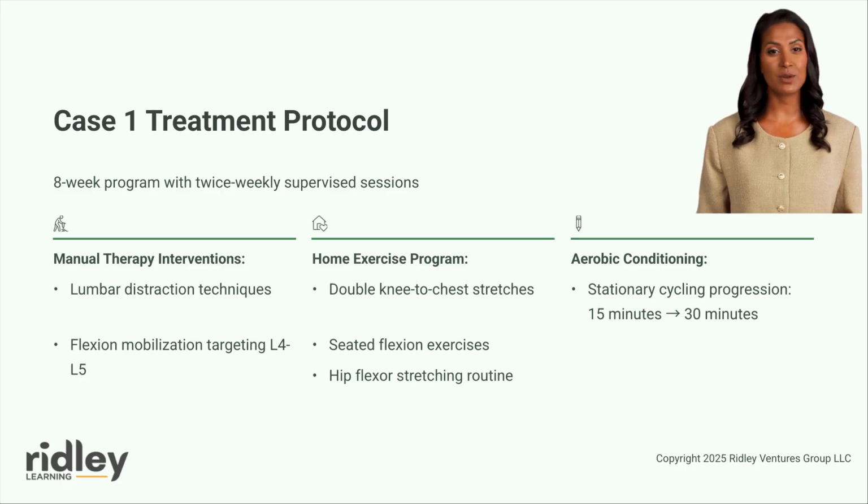Core stabilization progresses from supine abdominal drawing-in maneuvers to bridges and modified planks as her tolerance improves. Aerobic conditioning begins with stationary cycling at low resistance for 15 minutes, progressing to 30 minutes by week 4. She is educated regarding activity modification strategies, including use of a shopping cart during errands and taking seated rest breaks during longer outings.